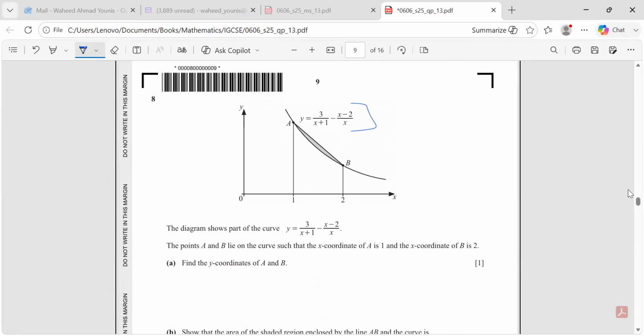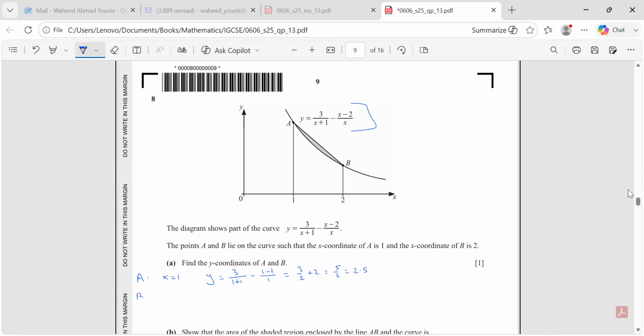So at A, x is equal to 1. And what's the value of y? y is going to be 3 over x, which is 1, so 1 plus 1 minus 1 minus 2 over 1. Make sense? I just substitute x equal to 1 in this. Okay, so this is 3 by 2 and minus 1 is plus 2. Okay, so this is 2.5 or 5 by 2. Make sense?